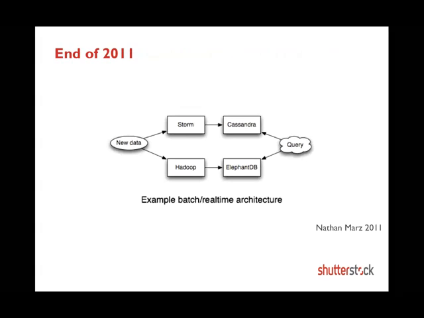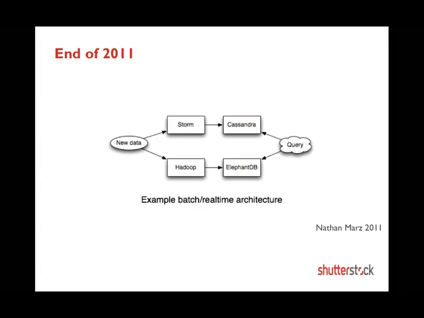It was really new data coming in, Storm processing it, and then going to Cassandra, or it could have been anything else. This is a generic architecture that just happened to be his idea, and then querying it. And in the bottom, you have Hadoop going to ElephantDB, which was just another data store that provided efficient read-only access to data. So Nathan coined this Lambda architecture, where we have the speed layer and the batch layer.